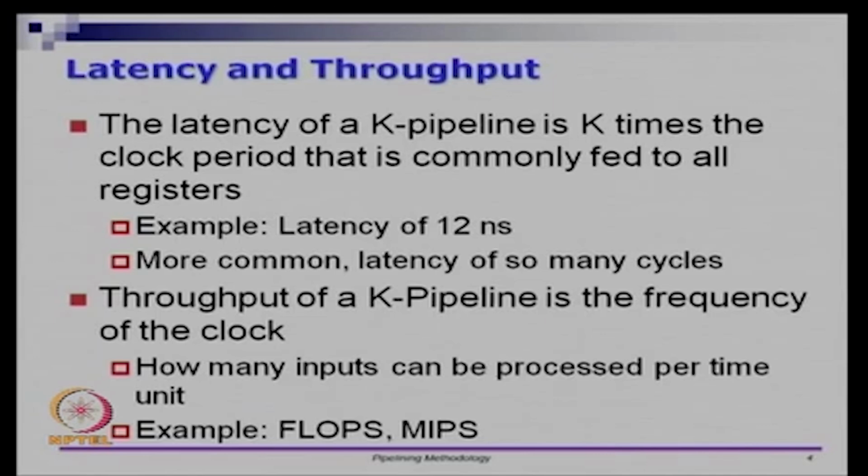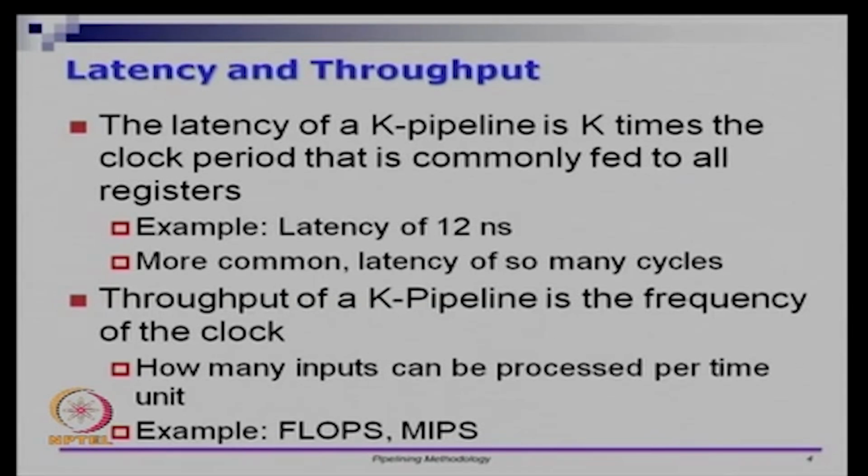I already defined latency and throughput. The latency of a k-stage pipeline is k times the clock period that is commonly fed to all registers. Sometimes we will refer to the latency with exact time units. We may say that latency is 12 nanoseconds. For instance, when we washed clothes, we said the latency of the pipeline system was 120 minutes, but more often than not you will refer to them as cycles. We will say that the latency of a k-stage pipeline is k cycles. If you want the actual measure of time, you take the number of stages k, multiply it by the clock period, and that will tell you the actual latency in time units.